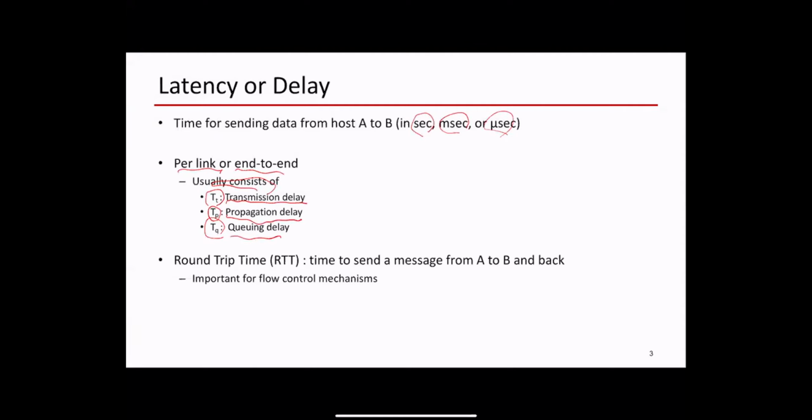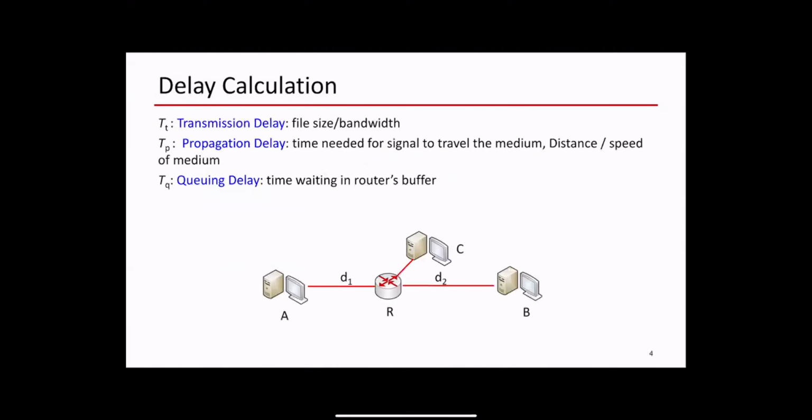We also talk about RTT, round trip time. From A to B, a message is delivered and a message is delivered back, and we call that the round trip time. So one way is a trip time; going and coming back is RTT. Okay, so remember this. We're going to talk about TT first.